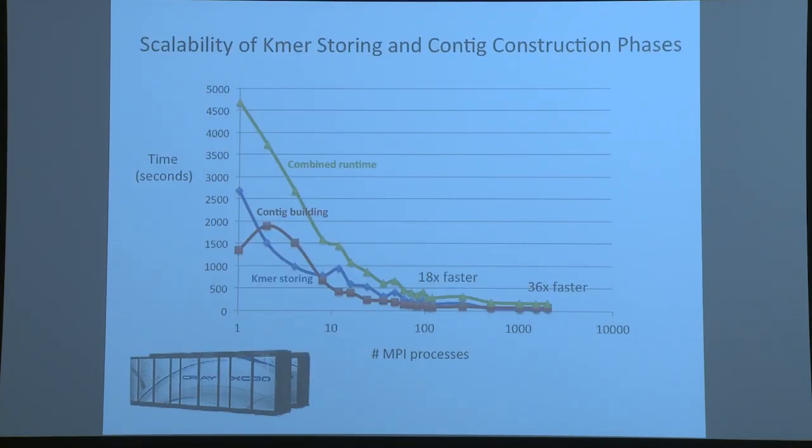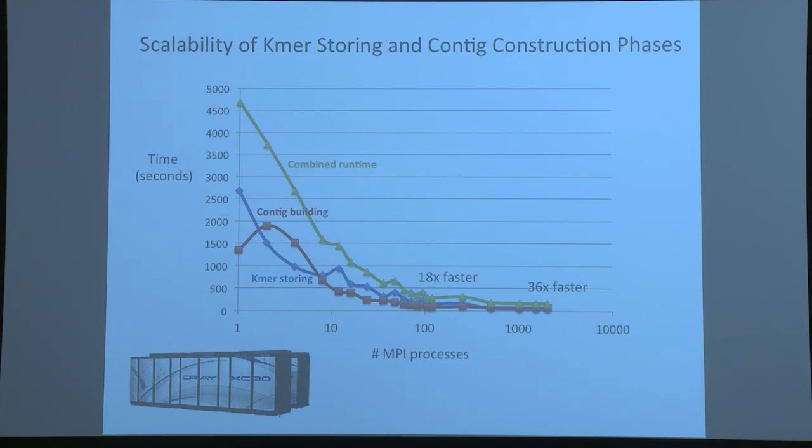The system scales reasonably well. We have the combined runtime here, as well as the time for the content building phase and the K-mer storing phase. And one thing you can see here is that once you go from 1 thread to 2 threads, the content building phase gets a lot slower, right? And this is because with 1 thread, you're not doing any communication.